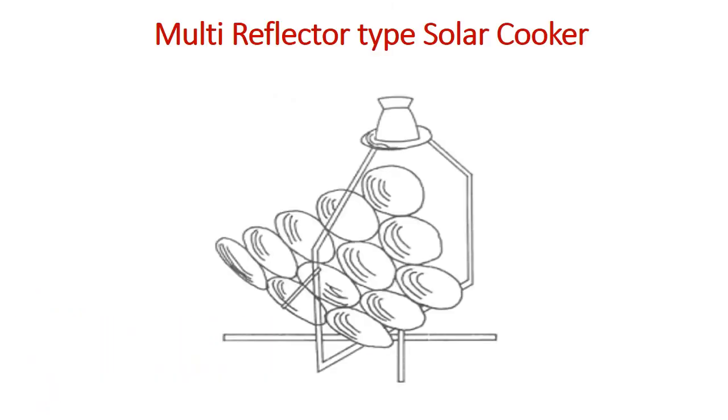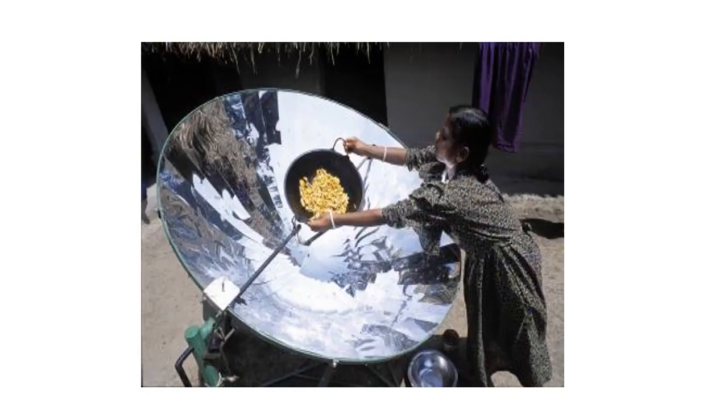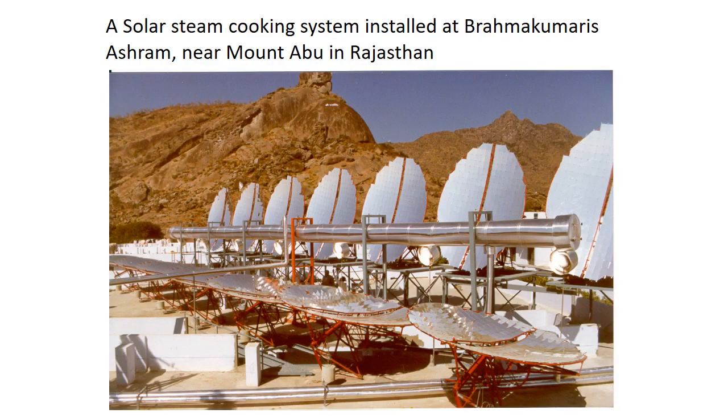Now we have the multi-reflector type solar cooker. That means we have several reflectors which concentrate the solar radiation to a common focal point. So this is a practical demonstration of a multi-reflector type solar cooker, and this lady is cooking using this concentrating type solar collector. This is a setup for cooking on a large scale using solar energy. Here the solar energy is being used to generate steam, and this steam is being used for cooking in Rajasthan.